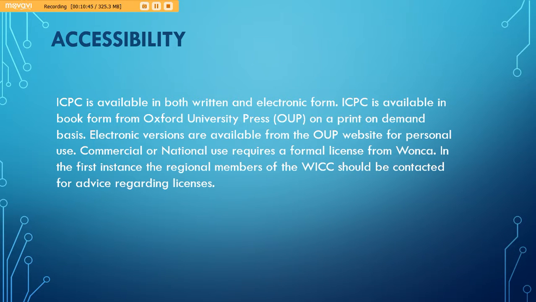Accessibility. ICPC is available in both written and electronic form. ICPC is available in book form from Oxford University Press, or the OUP, on a print-on-demand basis. Electronic versions are available from the OUP website for personal use. Commercial or national use requires a formal license from WONCA. In the first instance, the regional members of the WICC should be contacted for advice regarding licenses.